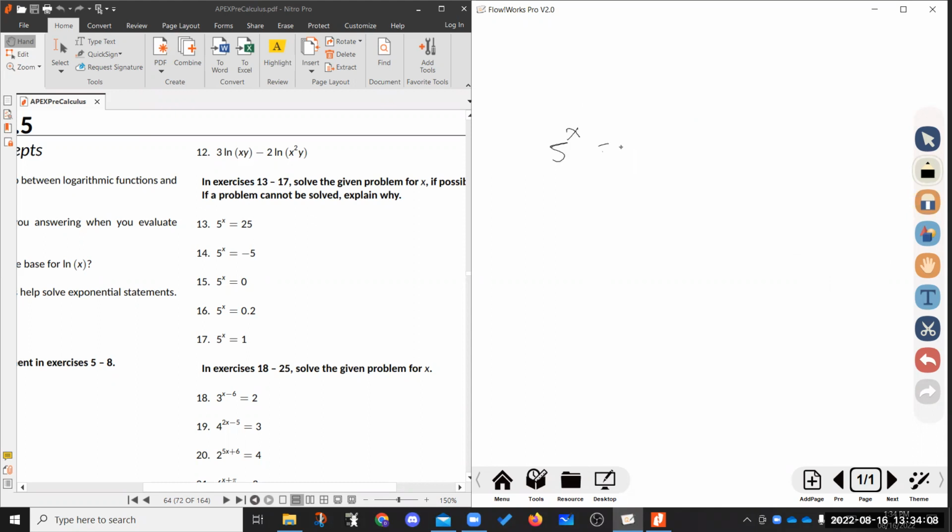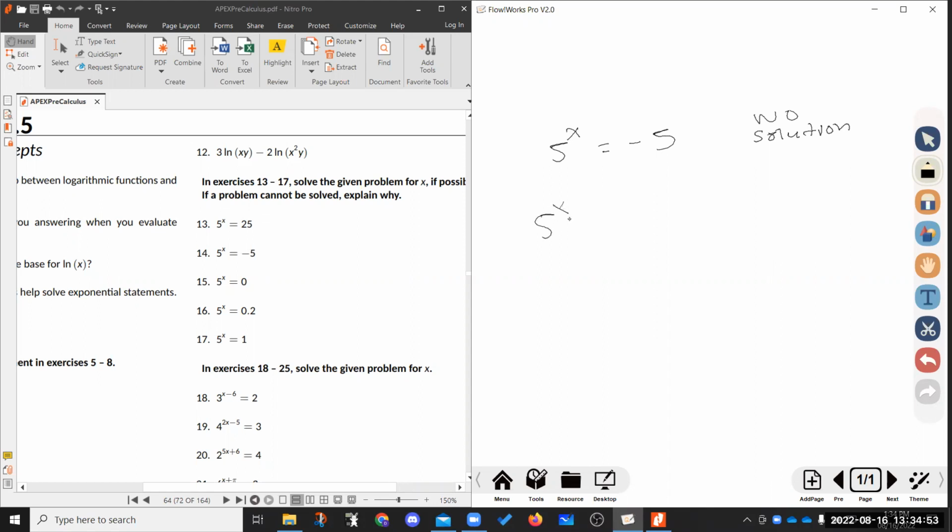5 to the x is equal to negative 5. There's no solution to this because I can't ever raise 5 to a power and get a negative number. That won't work. I can get numbers bigger than 5. I can get numbers equal to 5. I can get 1. I can get fractions that have denominators that are powers of 5, but I can't ever get a negative 5 unless I have a negative out front of the 5 to the x. Nothing by multiplication or division by 5 or by a power of 5 is going to change the sign to a negative. So there's no solution here.